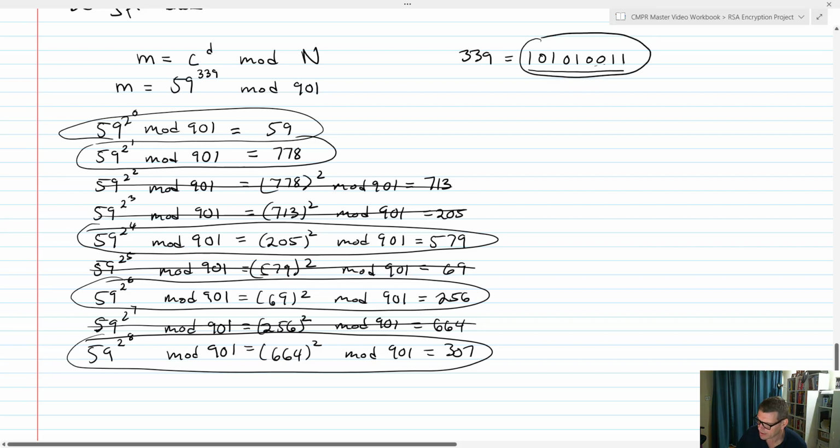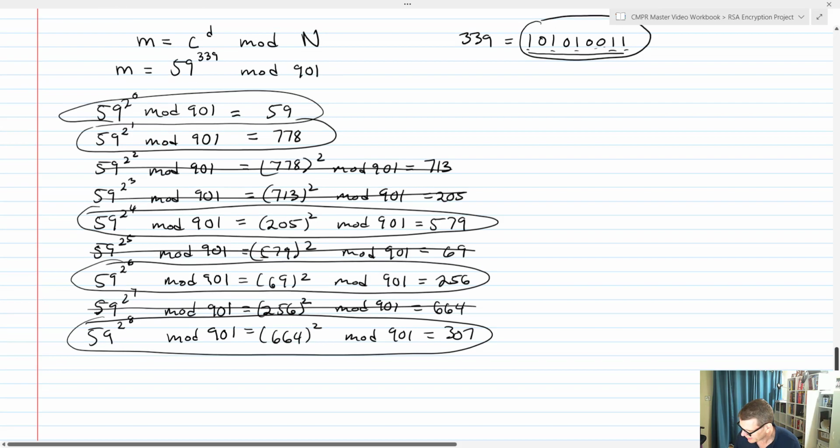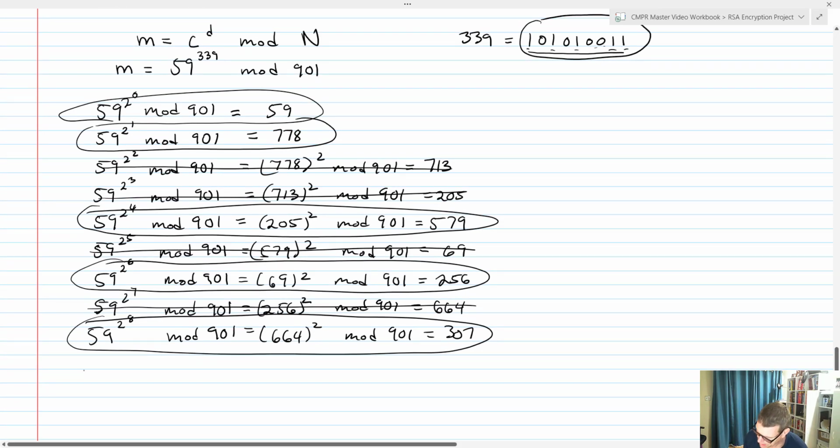339, right, only has the 0th power, 2 to the 1st power, 2 to the 4th power, 2 to the 6th power, and 2 to the 8th power. Everything else is a 0, right? Makes life a lot easier when we need to go out and multiply. Right? Let me check that I have enough ones. 1, 2, 3, 4, 5. And it looks like I've got 5 circles. That's great.